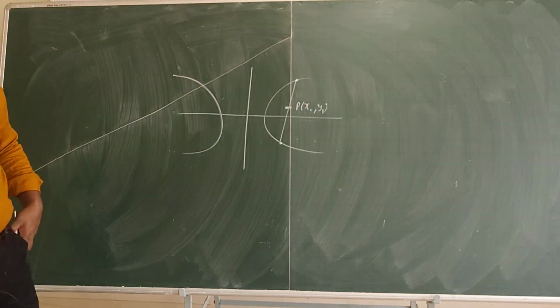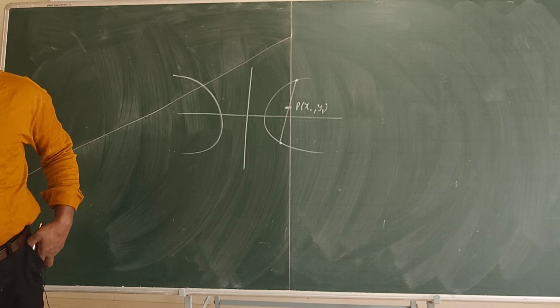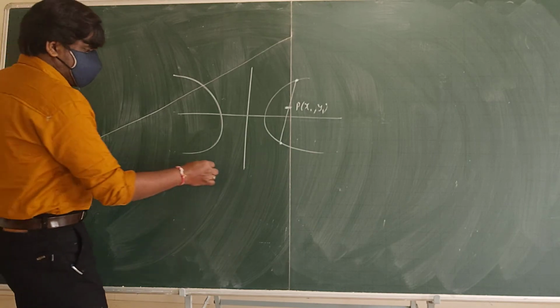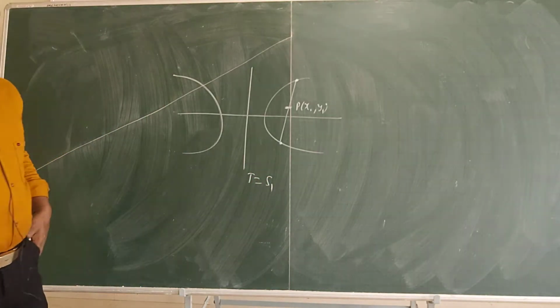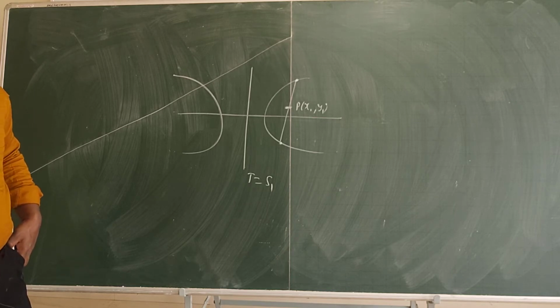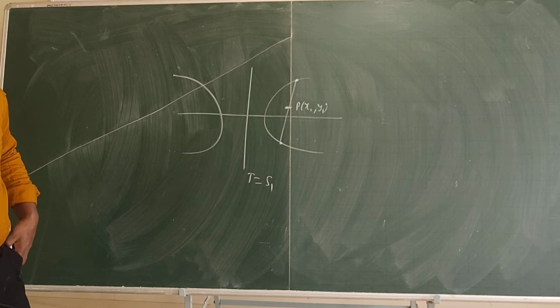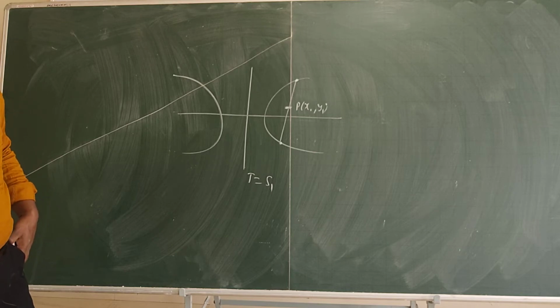When the midpoint is given, the equation of this chord is T = S1. When the midpoint of a chord of the hyperbola is given, the equation of that chord is T = S1. Likewise, in the ellipse also it is the same.